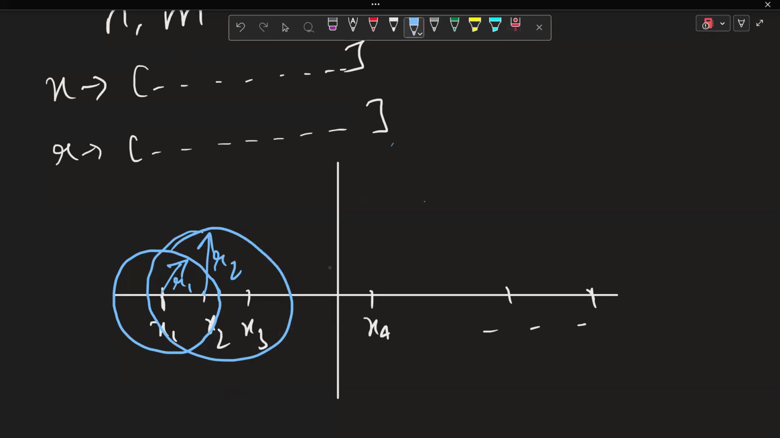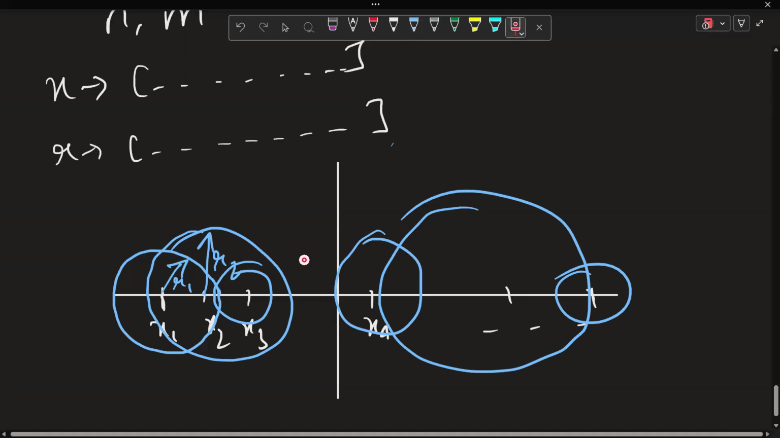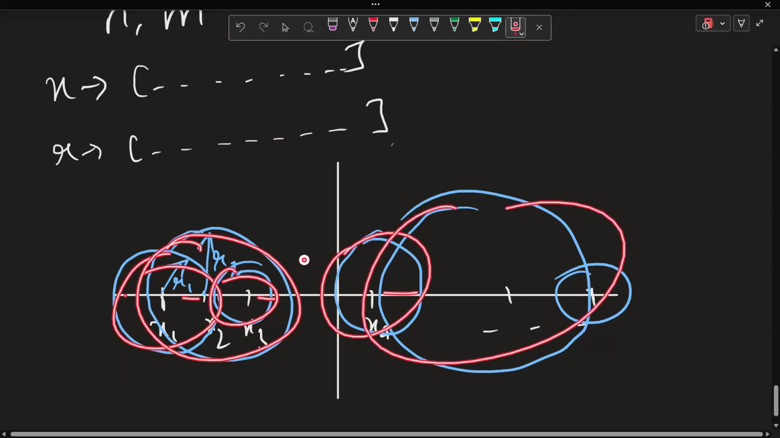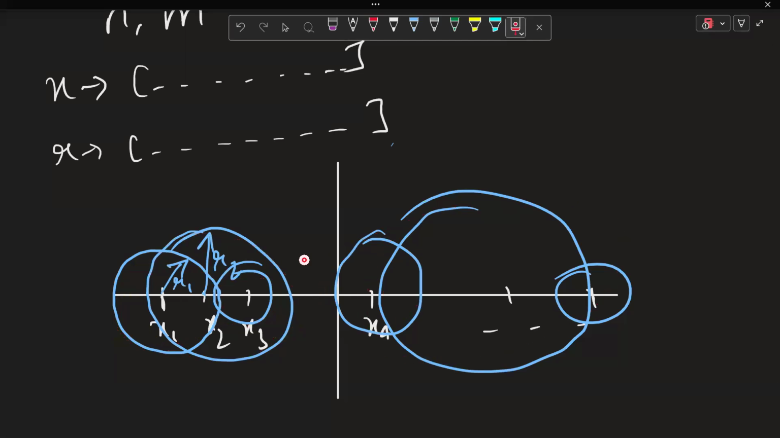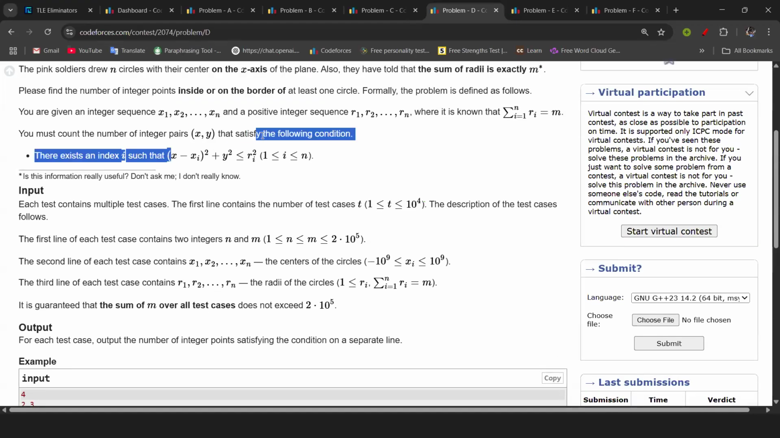Same for every point, we would have some circle. They may have some radius, some may be big, some may be small. So this is what we are given as input: some integer points, and every point has some radius. After this, what we need to find is the number of integer points x comma y that lie inside any of the circles.